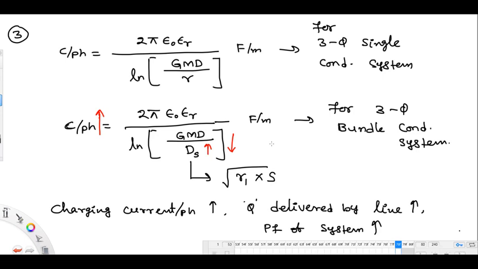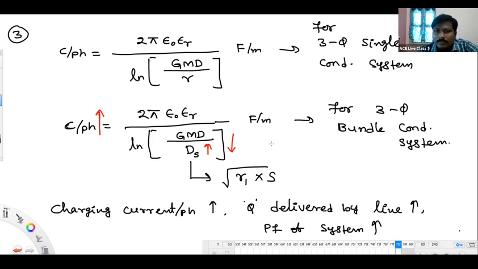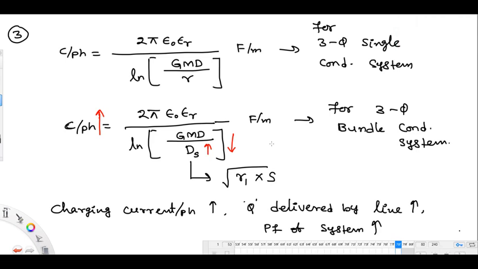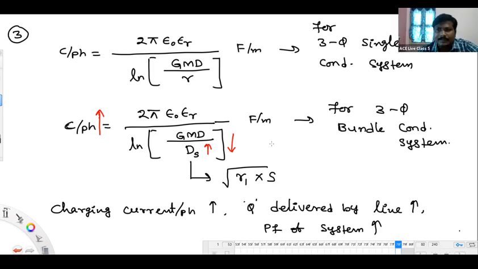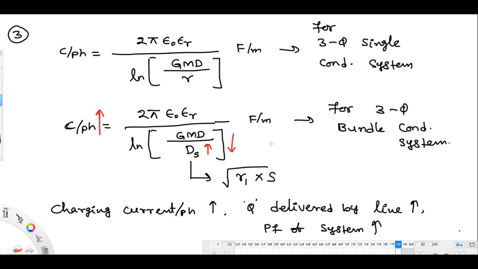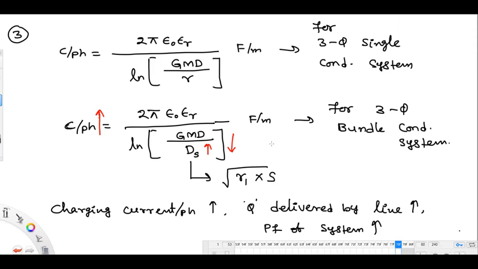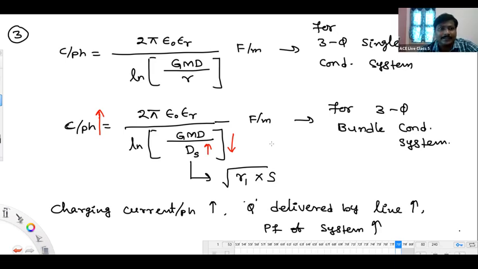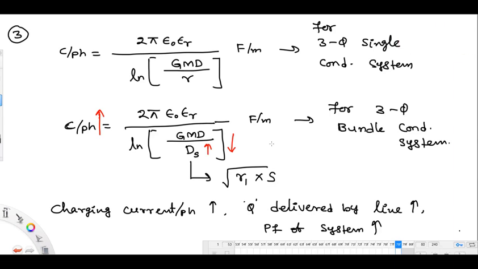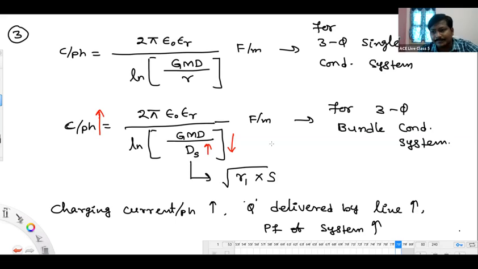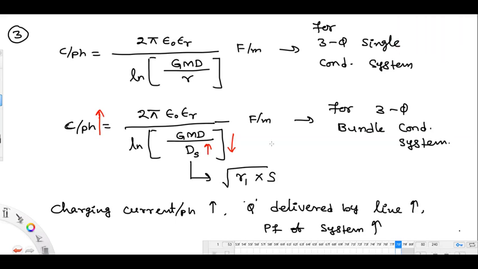Sir, for the GMD calculation in the practical data sheet, we are given the face-to-face clearance, and there is also a ground clearance. Is that used for finding the GMD? Yes, from that value only we are going to calculate GMD. The ground clearance is different. Based on the face-to-face clearance, we'll calculate GMD.